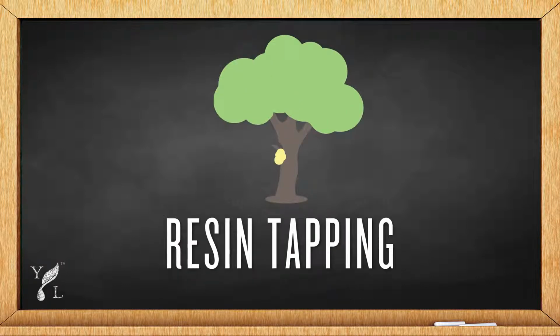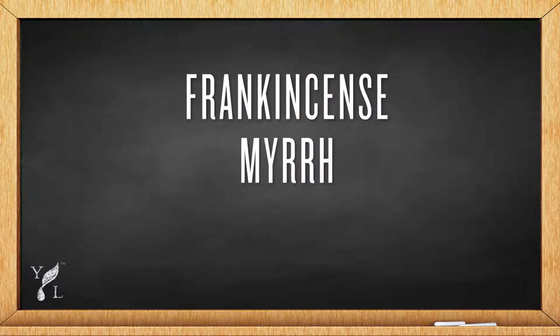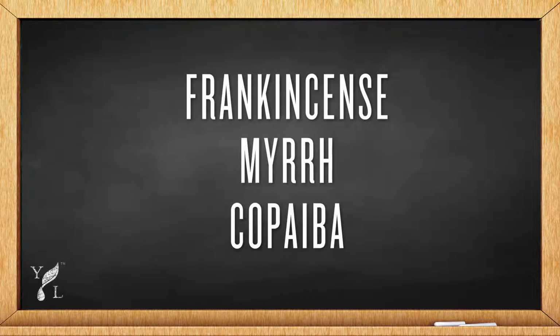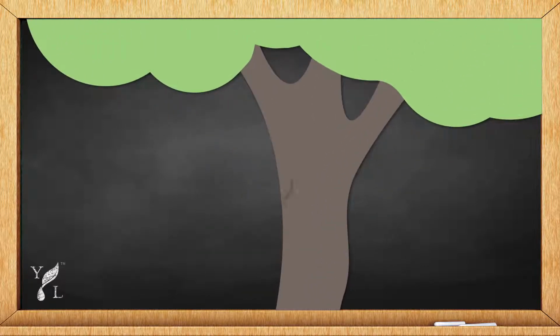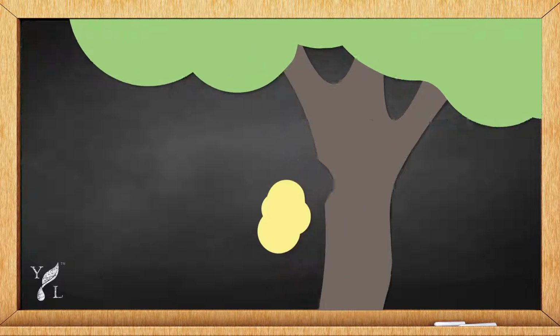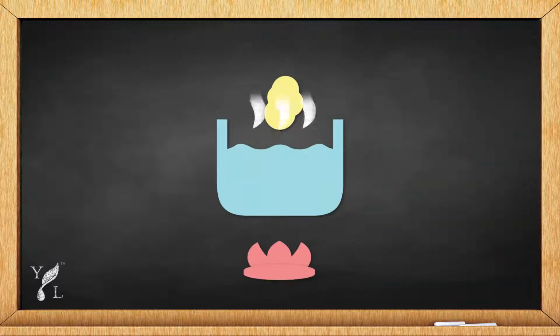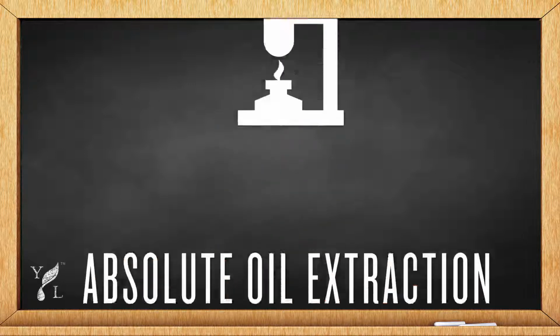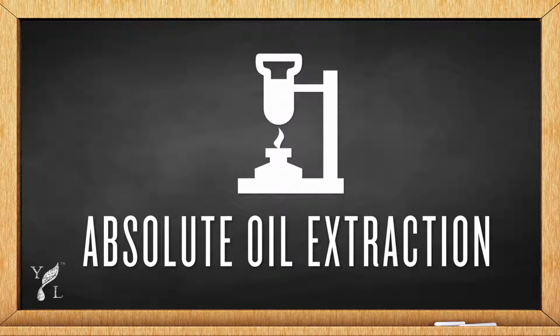This technique is used for a few of Young Living's essential oils, including frankincense, myrrh, and copaiba. During resin tapping, external plant parts are cut, and this allows the internal resin to seep out and be collected. Then, the resin is steam distilled, which gives rise to the essential oils. The final technique is absolute oil extraction.